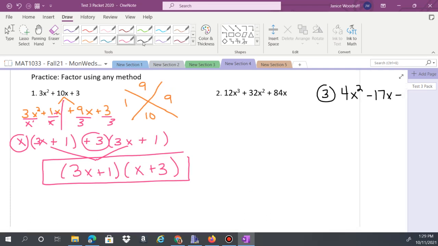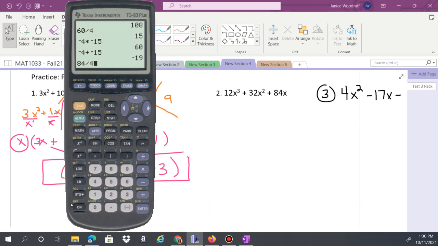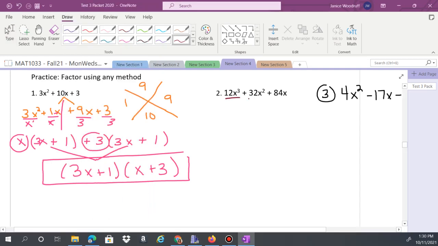All right, number 2. Before I start that, let's go ahead and look for a GCF. Now, those are all divisible by 2. What about 4? Because I know 12 and 32 are. No? Yeah, it is. 32 divided by 4 is 8. Yeah, so we can take a 4, right? Anything bigger? I don't think so. So we can take a 4 out of all of those. And what about the x's? They all have one, so let's go ahead and take a 4x out.